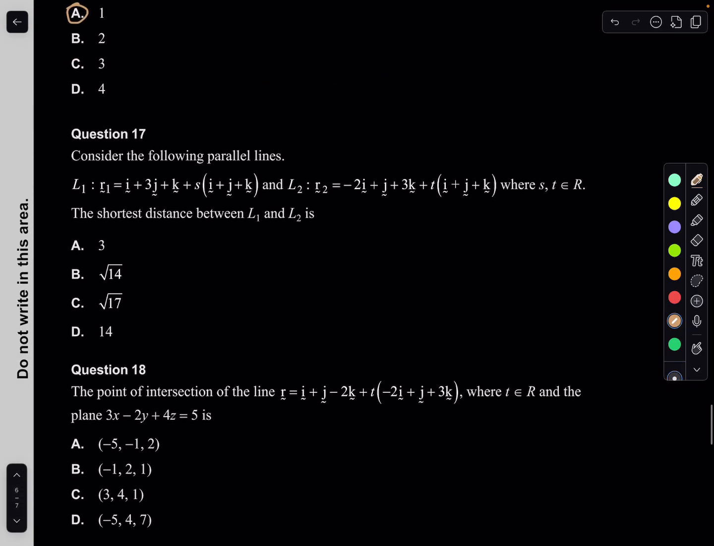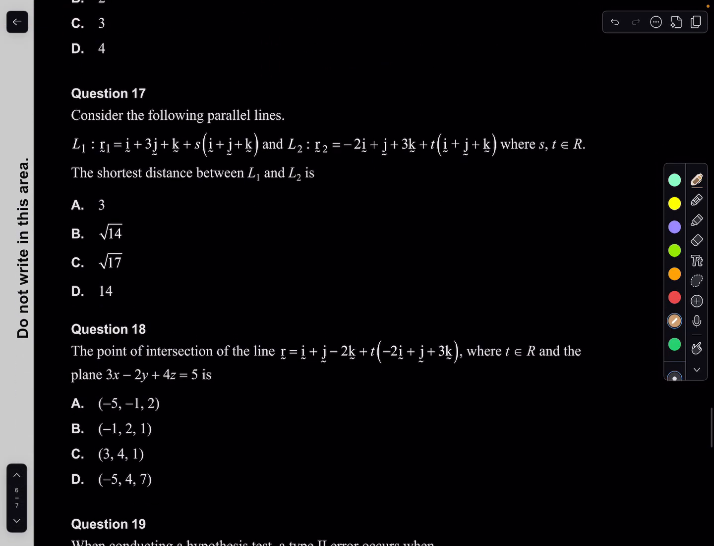Next question. Consider the following parallel lines. So we have L1 and L2. And we can easily see that they are parallel because these directional vectors are the same. The shortest distance between L1 and L2 is what? Okay, not too bad a question. Really quite easy, because if you just draw.